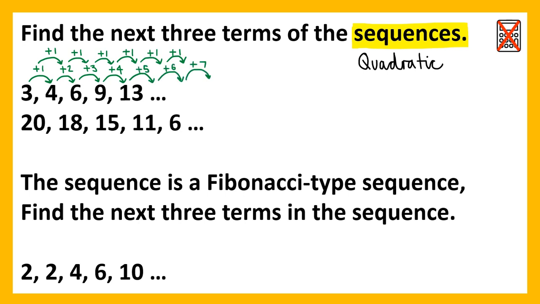So adding 5 onto 13 gives me 18. Adding 6 will give me 24. And adding 7 will give me 31.